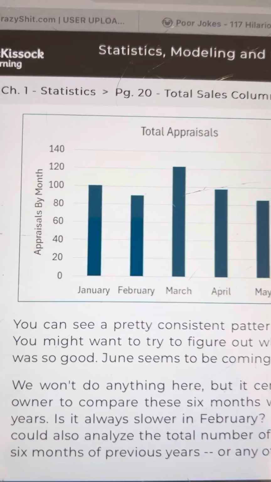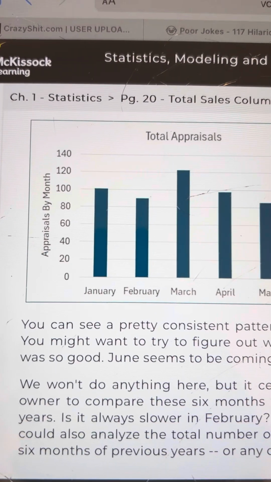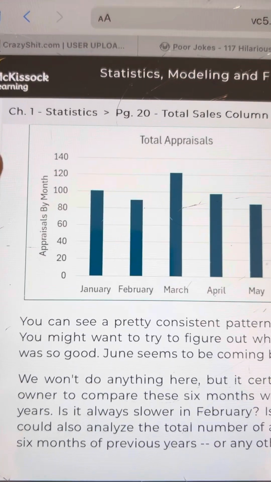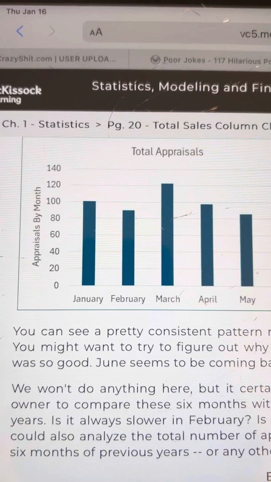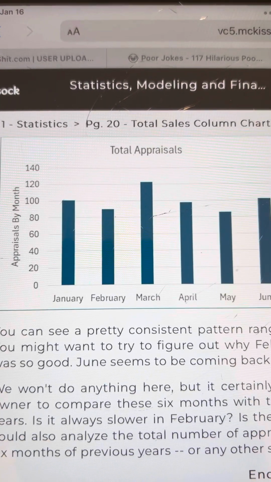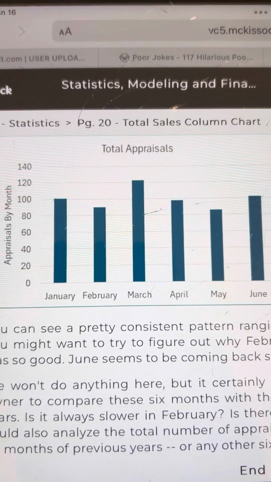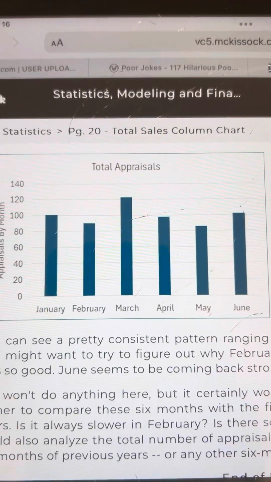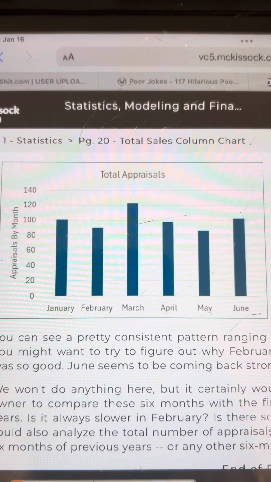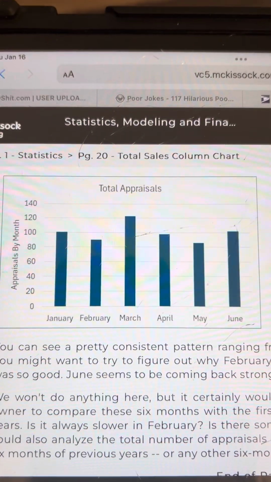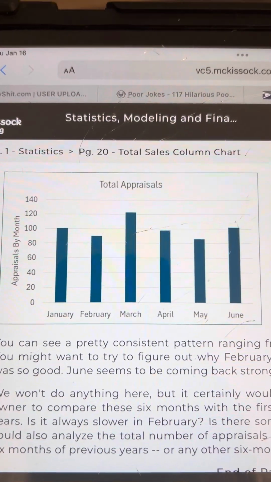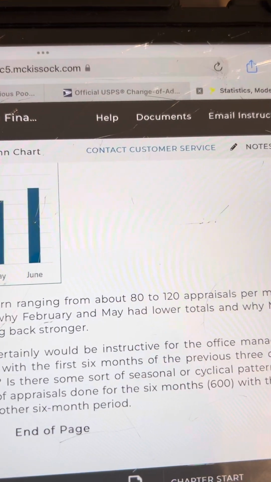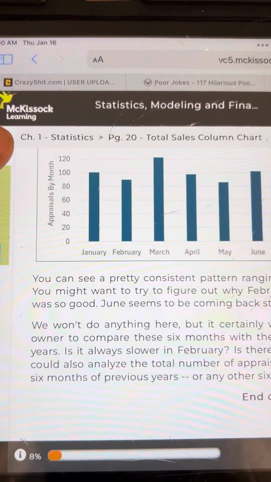Total appraisals. On the left side is appraisals by month, and it goes from 0 up to 140. January, they did 100 appraisals. February, they did 90. March, they did 125. April, they did 88. May, they did 83. June, they did 102. You can see a pretty consistent pattern ranging from about 80 to 120 appraisals per month.